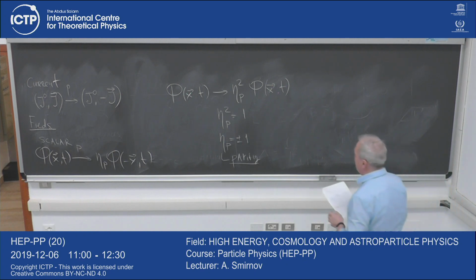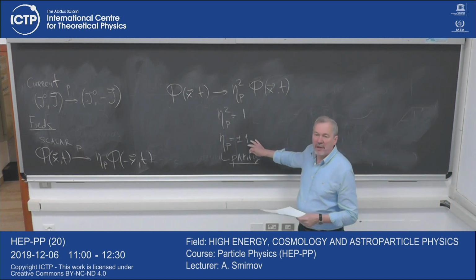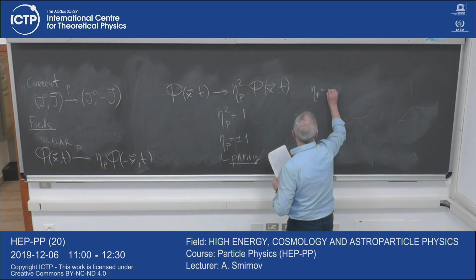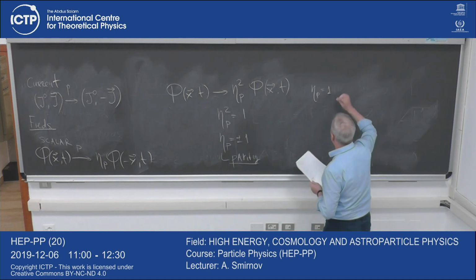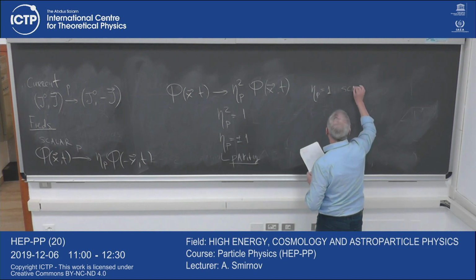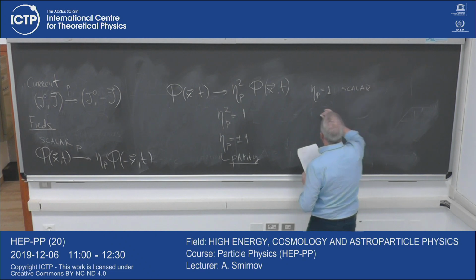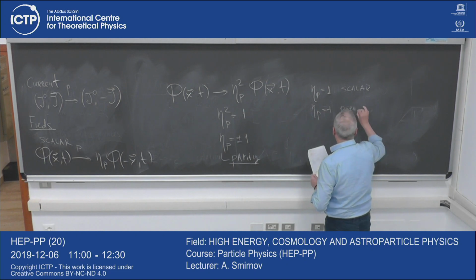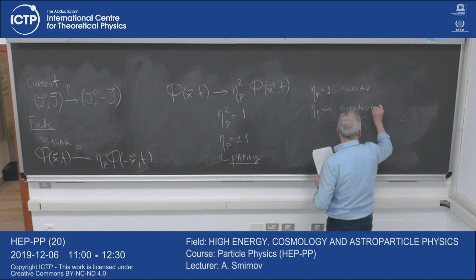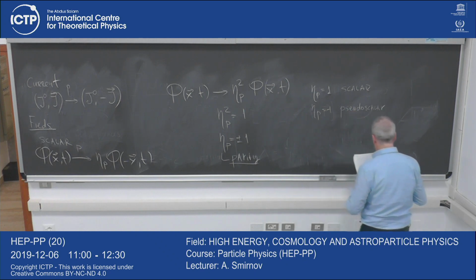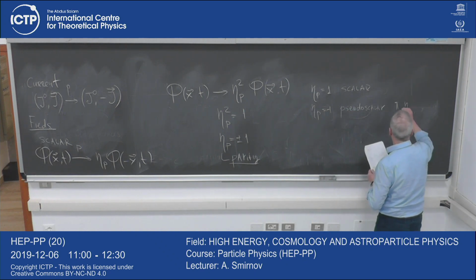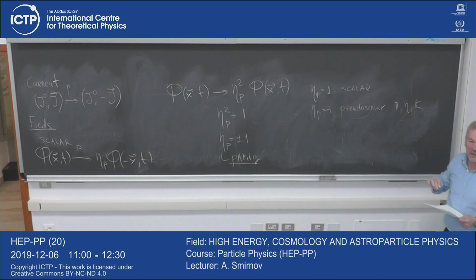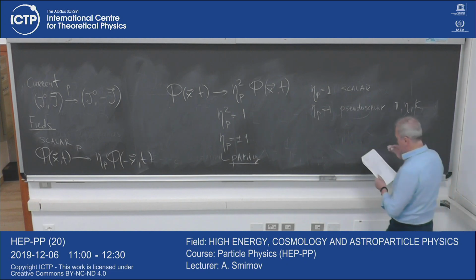And what is interesting is that nature realizes both possibilities. So if eta P is 1, we are saying that this is scalar. If eta P is minus 1, it's pseudoscalar. And we have particles like pi, eta, K meson, all of which are pseudoscalars and change the sign under P, under reflection of coordinates.